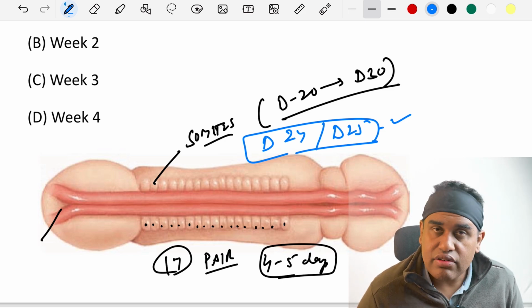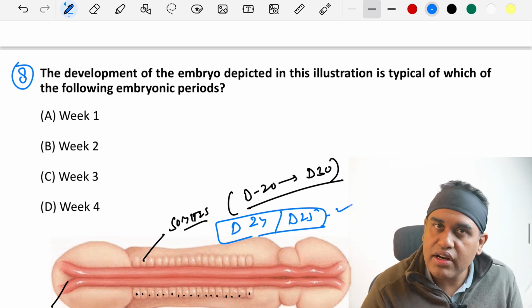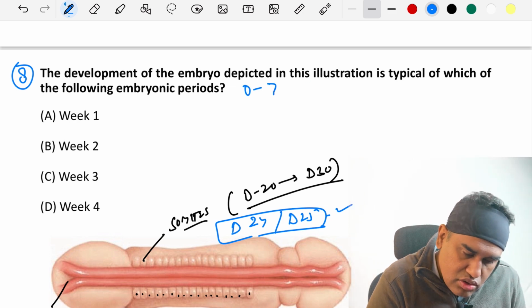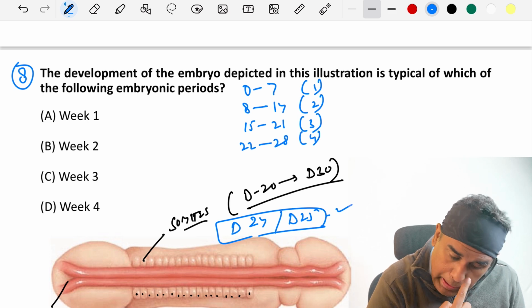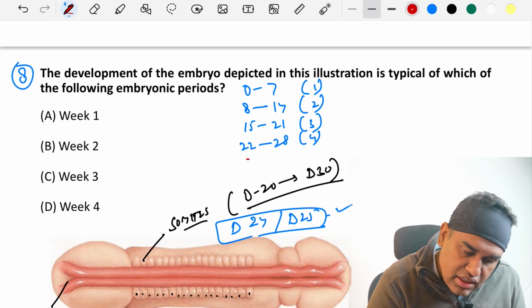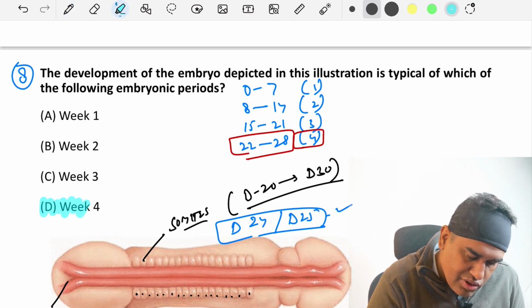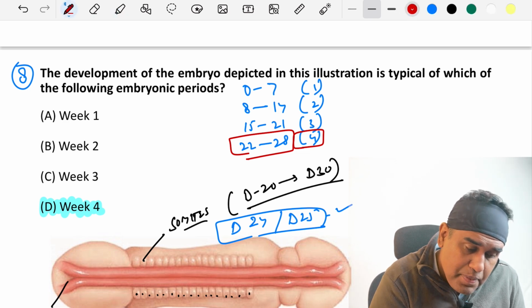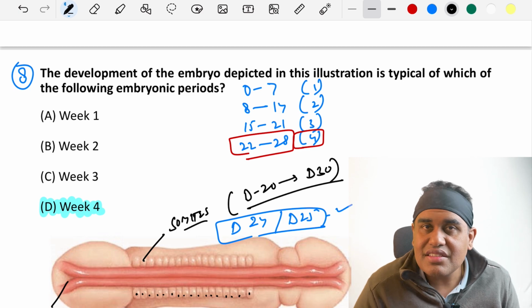Now, day 24, day 25 is which week? Simple maths. 1 week has how many days? 7 days, very good. So 0 to 7 is week number 1. 8 to 14 is week number 2. 15 to 21 is week number 3. 22 to 28 is week number 4. It is around 24 or 25 days, so it lies in week 4. Simple as that, right? So apply common sense and you will reach the answer.